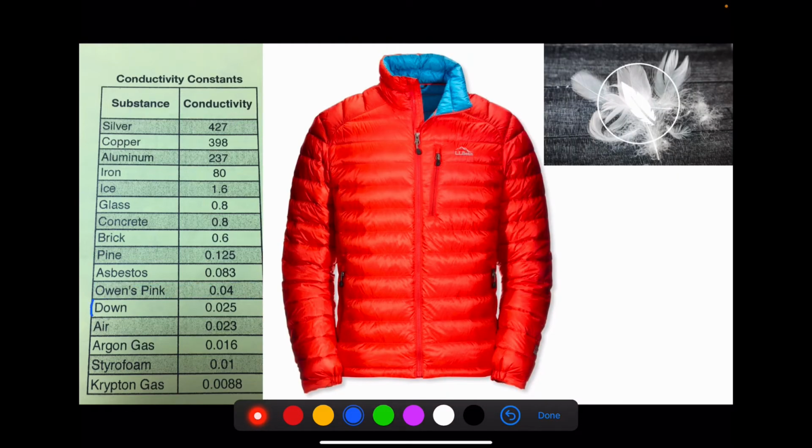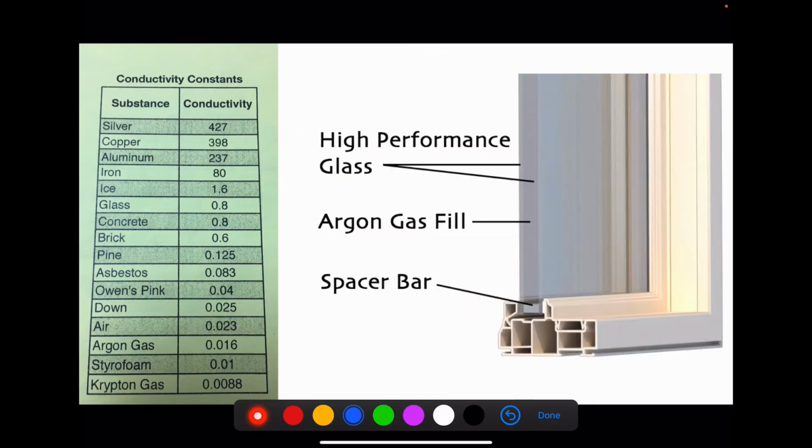You will see a substance called down. You might have a down jacket or a down comforter. Down is simply referring to the material inside the jacket or the comforter, and it turns out that it is feathers. Whenever you see down, that's your number, and please know the insulator is actually just feathers. You'll see argon and krypton gas. They are gases that might be found in your double pane windows at your house. You'll have 2 windows, and trapped in between will be a gas that is a very good insulator.